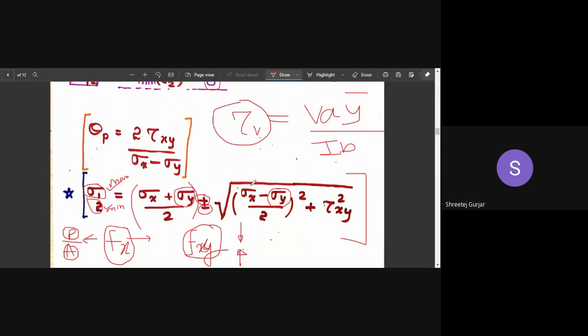So this is what we had studied. Remember these two formulas: tau v equals VA y bar by IB, and the formula for sigma 1 and sigma 2, that is the maximum principal stress and minimum principal stress. Usually we consider the maximum one, sigma 1, as compressive, and sigma 2, the minimum stress, we will consider as tensile. These are a few sign conventions that we have to follow.